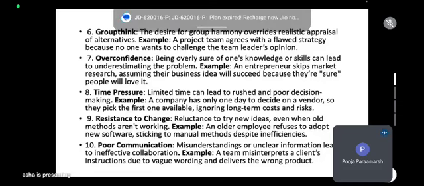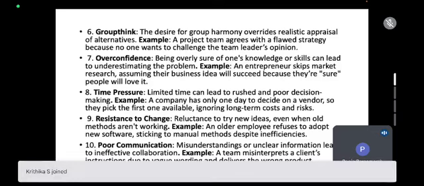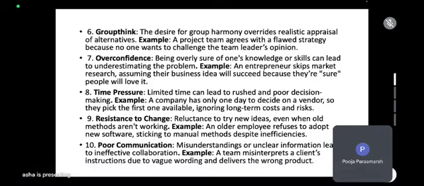Don't boast about it. For example, an entrepreneur skips market research. An entrepreneur or a salesperson feels that, yeah, I can easily get the customers, I can easily sell my product, assuming that their business ideas will succeed because they are sure. But at times they may fail also. At times it might happen that instead of their product, the customer is buying from some other vendor. So you should never be overconfident or boastful about your knowledge or your skill.